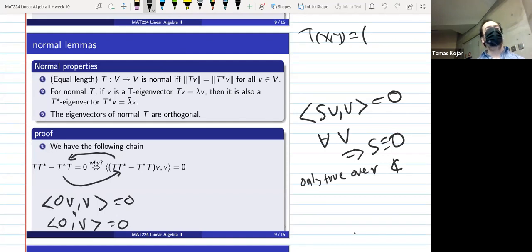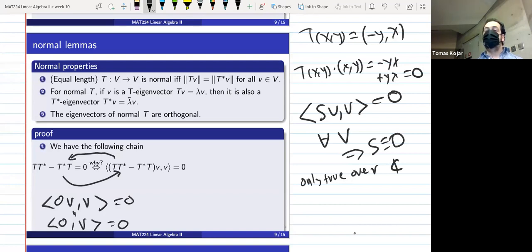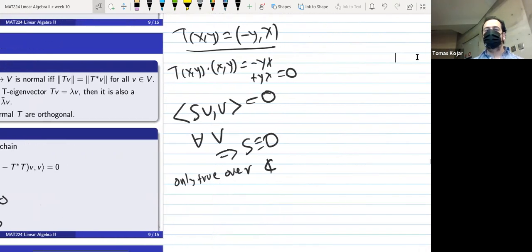So we want minus Y, X. So then T of XY dotted with XY is equal to minus YX plus YX, which is 0. But this guy is not the zero map, it's the rotation map. It doesn't send it to the zero vector. This is not 0, 0. Okay, so this is because we're working with real numbers here. Whereas if you prove this for all complex V, then indeed S of V is 0.